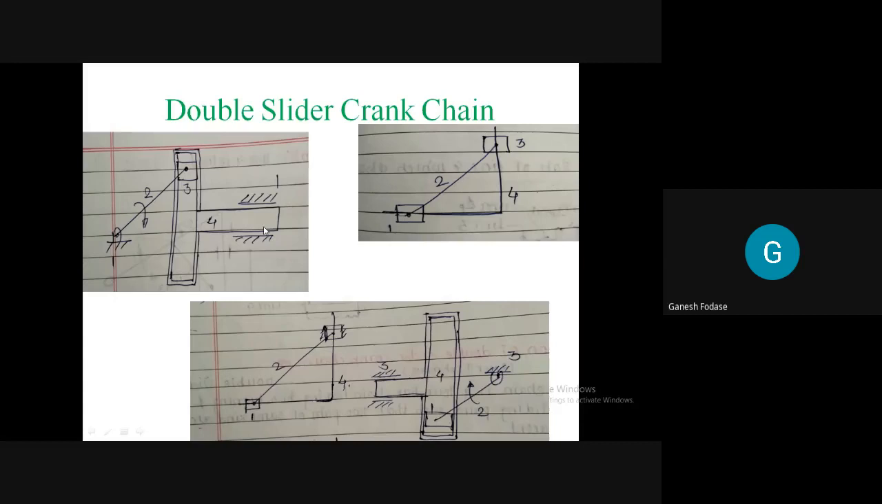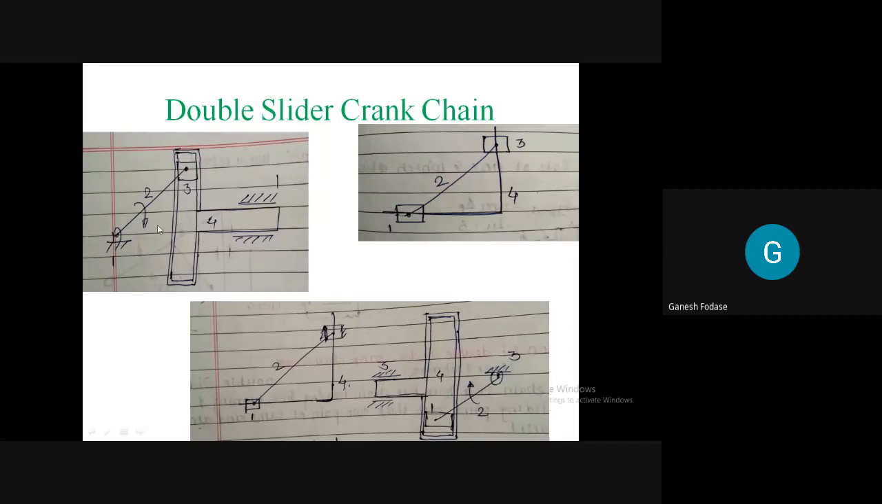And we know that this link number 4 is forming which pair with 1? Sliding pair. So 1 is fixed, so this T-shaped link is forming a sliding pair with 1. So all pairs remain the same. Now check 3 with 4, which pair do they form? Sliding pair. So here we fix link number 1.